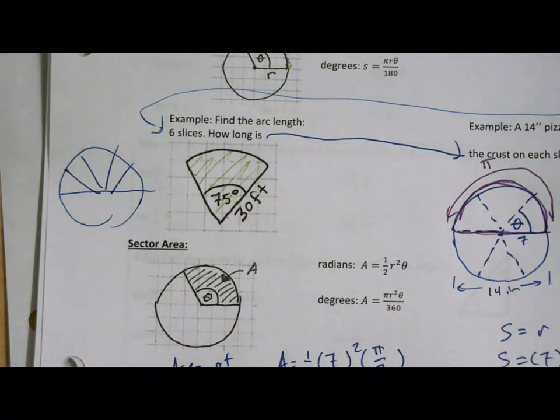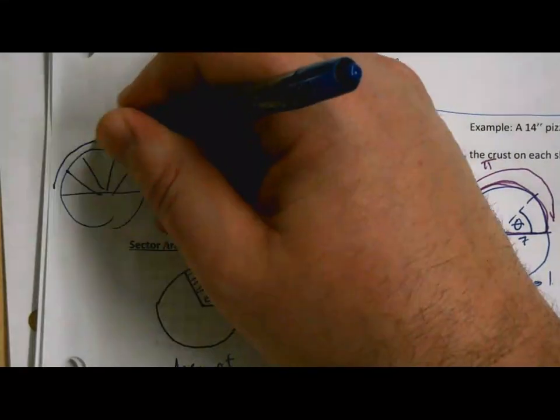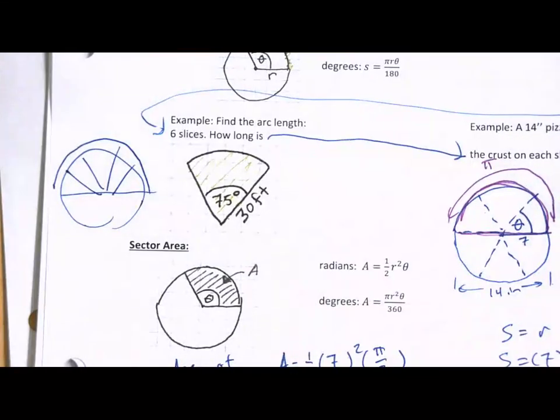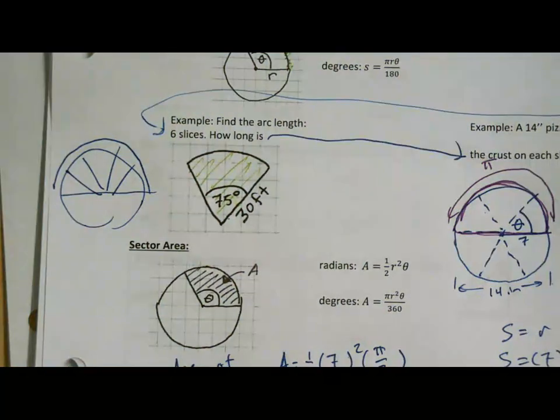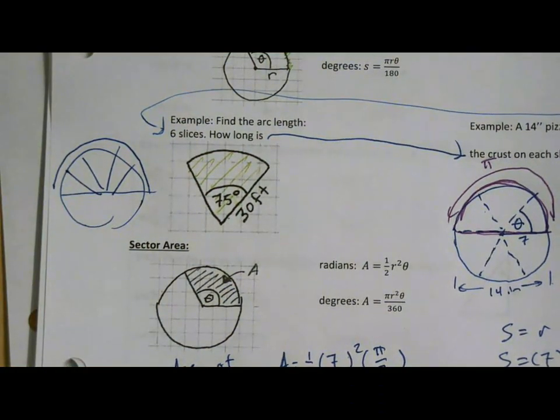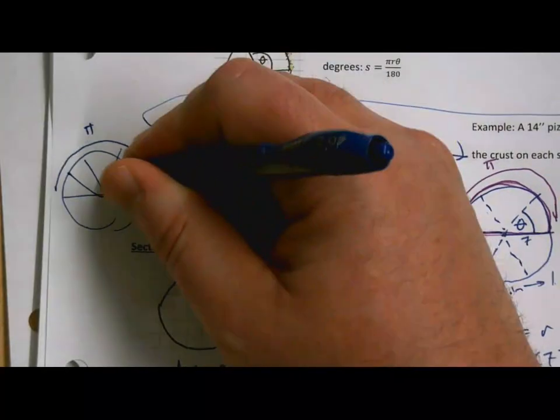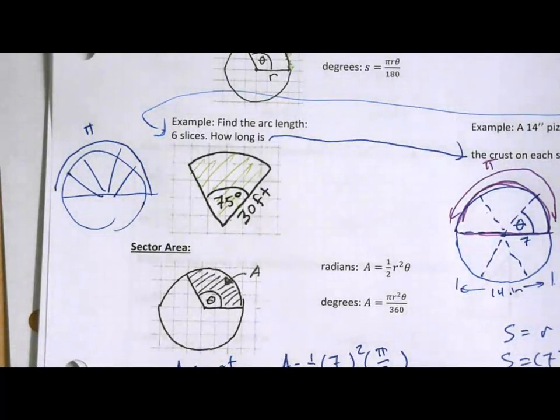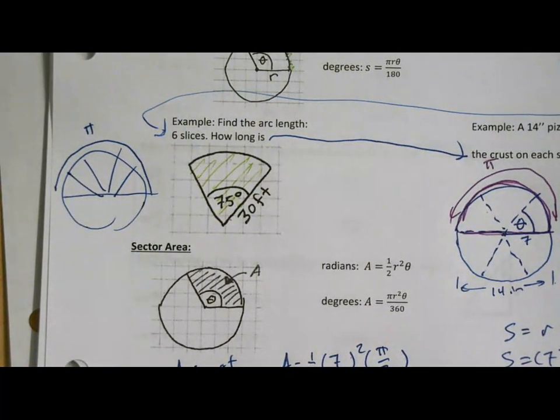There'd be 5, and remind me again, how many radians is it from here to here? How many radians is half a circle? This is one of those things you guys are going to need to know. That is pi. So how big is each of these slices? Pi over 5. And then you got it in radians.